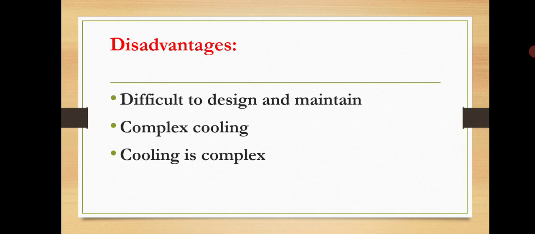The disadvantages of an annular combustion chamber are that it is difficult to design and maintain due to its complex ring structure. It also requires a complex cooling system to manage high temperature evenly, making it more technically challenging compared to other types.